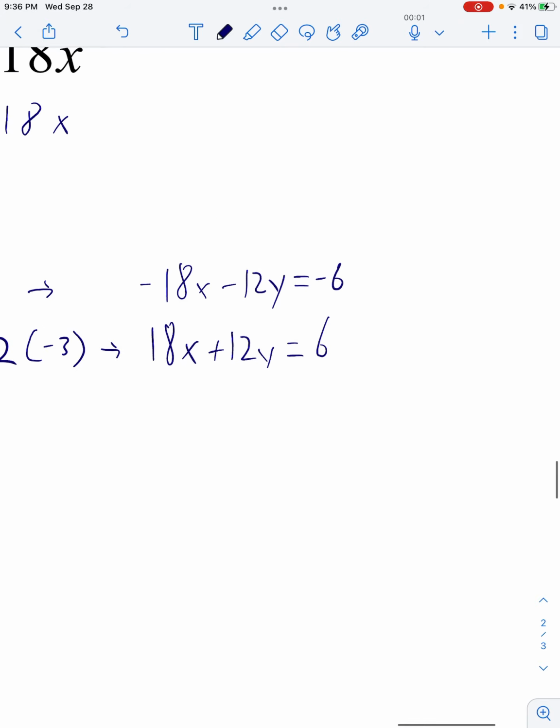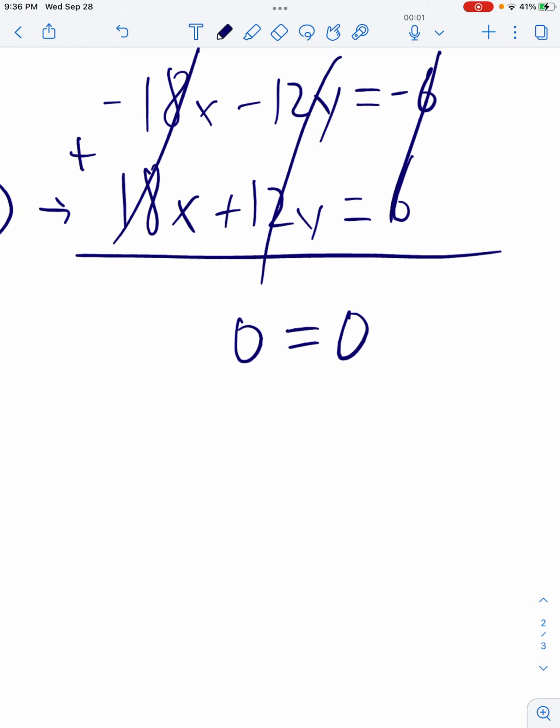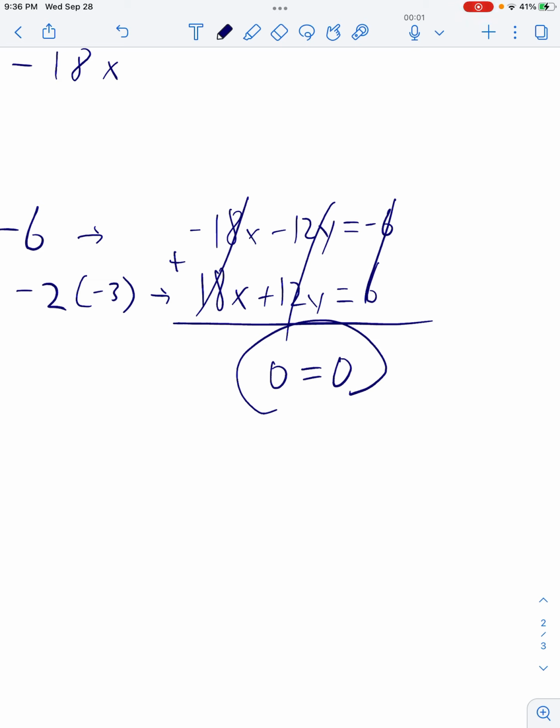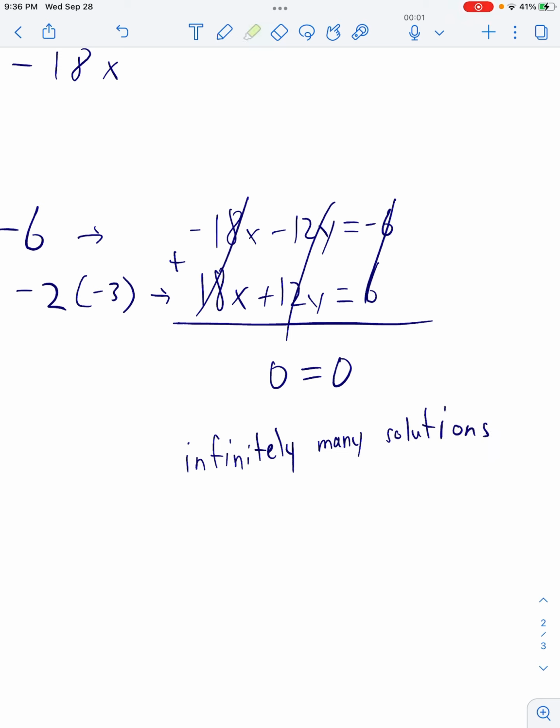Now when I do my adding, I go term by term. That cancels, so this is just 0 down here. That cancels, so I just get 0 equals 0, okay? This is not a contradiction. This is always true, okay? 0 is always equal to 0. When I get something like that, I have infinitely many solutions. That's going to be my answer: infinitely many solutions.